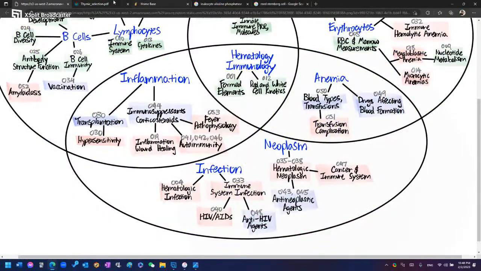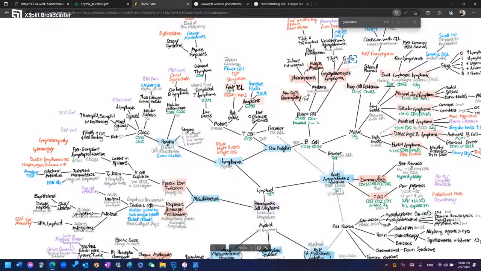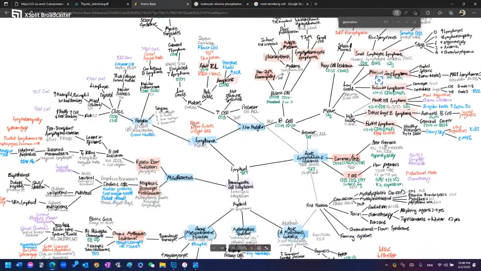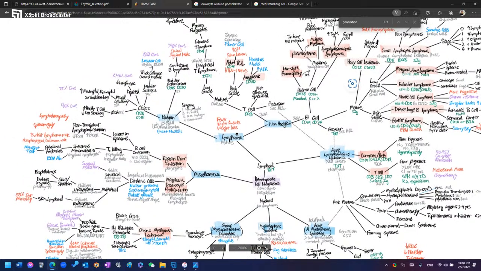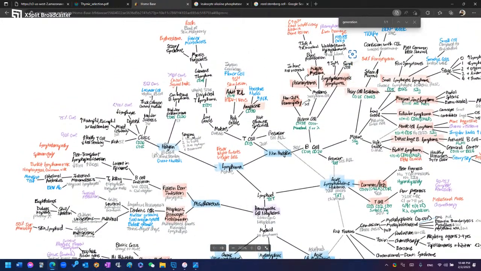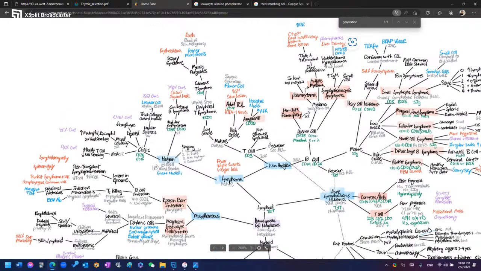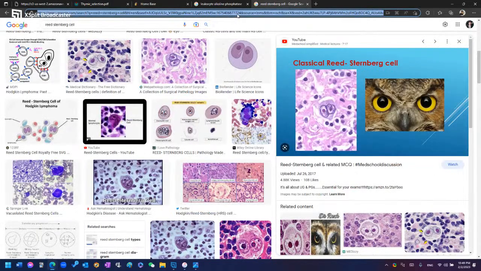And so I suppose Mr. Reed and Mr. or Mrs. Reed, Mrs. Sternberg, whatever, somebody found out that these cells are more common for certain types of lymphomas. They look at the lymph nodes probably, and they found this, and they're like, what's going on? And so they call that a class. And there's different kinds.